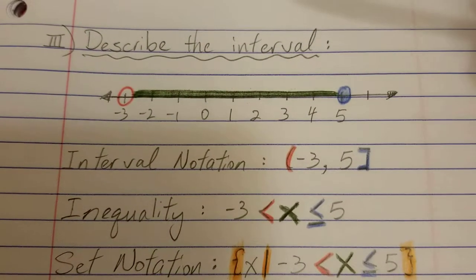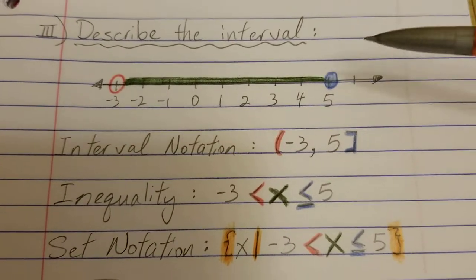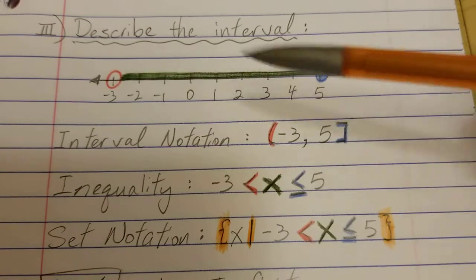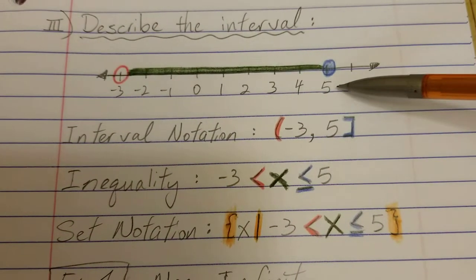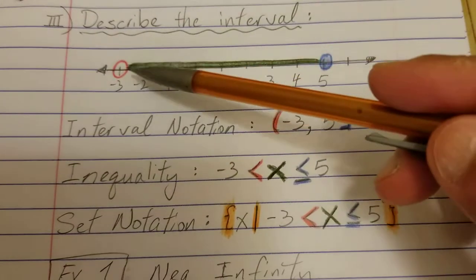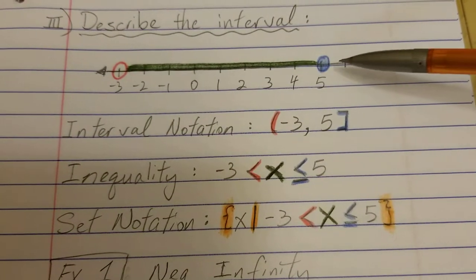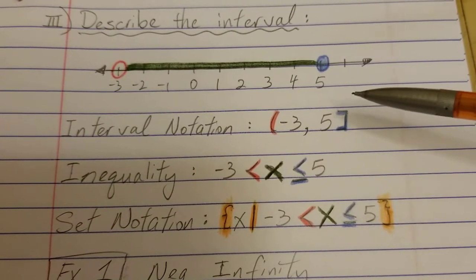Now we're going to look at different ways to describe the interval. So if you look at this graph, you have -3 on the left and you have a +5 on the right. At -3 you have an open circle. At +5 you have a closed circle.